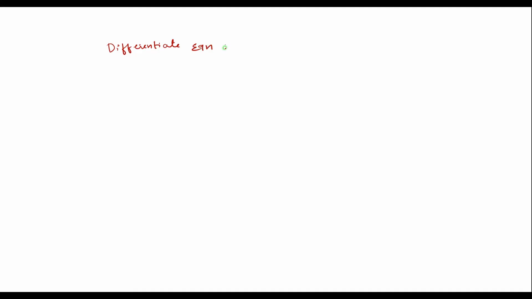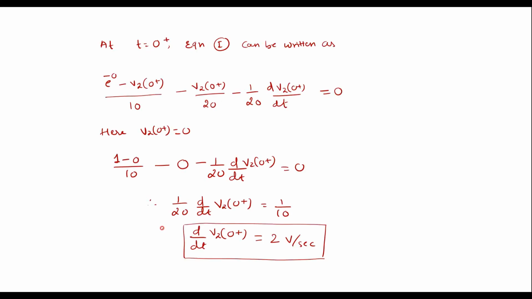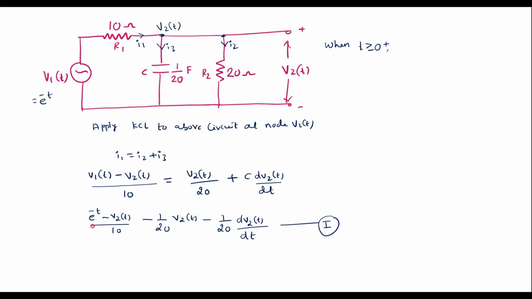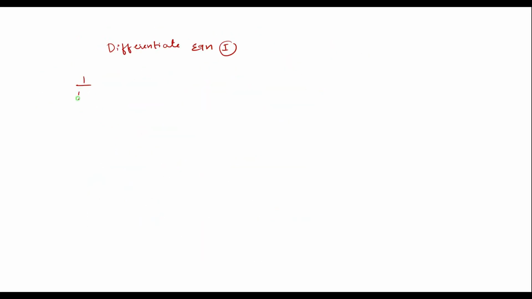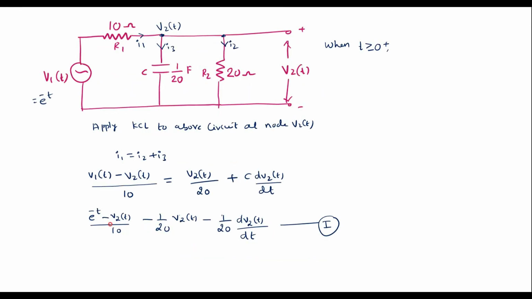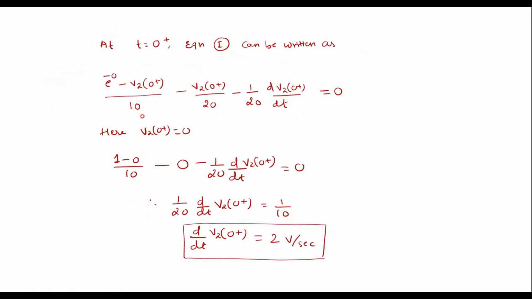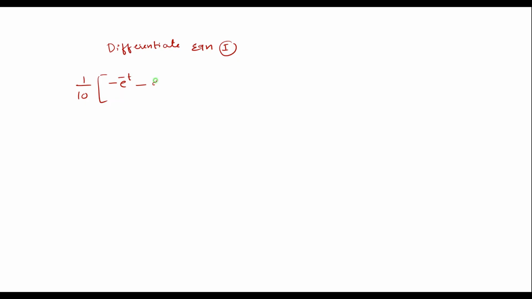Differentiate equation 1. The differentiation of e power minus t is minus e power minus t. Let me take 1 by 10 as common: minus e power minus t. Then we have the differentiation of V2 of t, that is d by dt V2 of t, that is minus d by dt V2 of t.